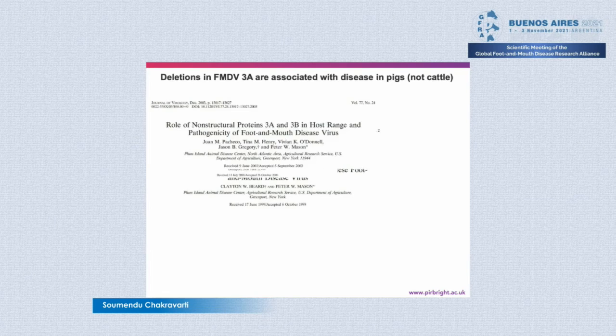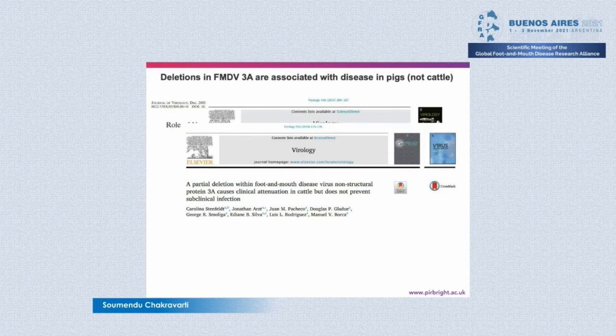There have been several publications associated with these 3A deletions and pig-specific outbreaks. Natural deletions have been observed in outbreaks in the field. Recombinant viruses have also been generated having various lengths of this deletion within the C terminal of the 3A protein, and experimental infections have also shown that this 3A deleted virus does not produce clinical disease in cattle.